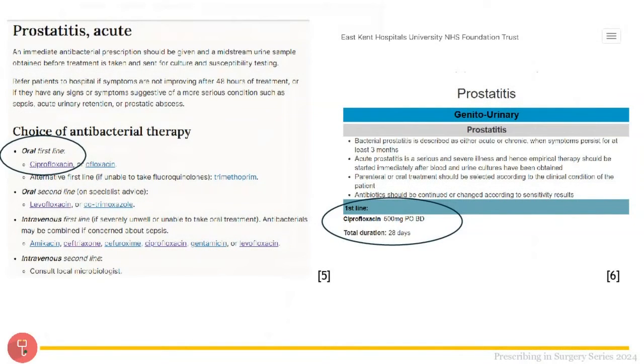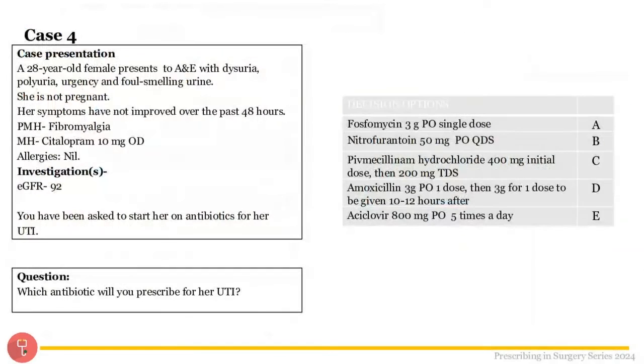So this is just showing you that oral first line for acute prostatitis is either ciprofloxacin or ofloxacin. And to the right, just showing you my local guidelines, which show 500 milligrams per oral BD of ciprofloxacin for acute prostatitis. Any questions for this scenario? Okay, can move on to the next case.